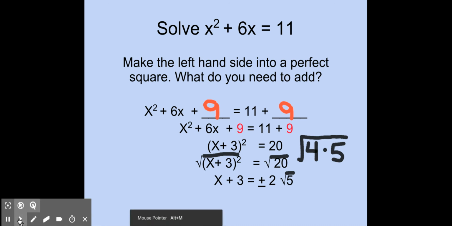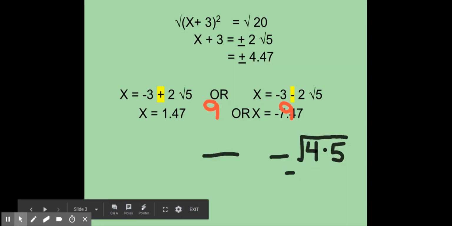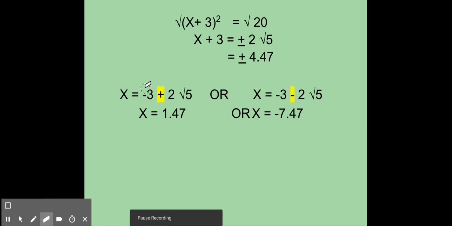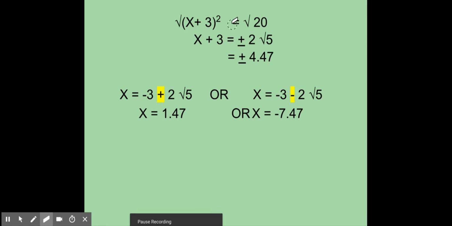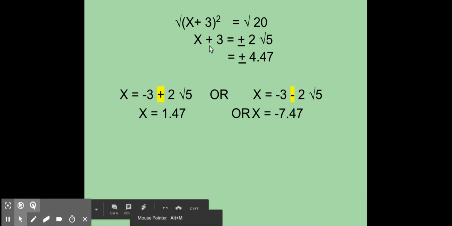So let's continue this on to the next slide. Here we go. Okay, here we go. So here's where we were. We take the square root of x plus 3 squared and the square root of 20. We're left with x plus 3 over on this side, and 2 times the square root of 5.